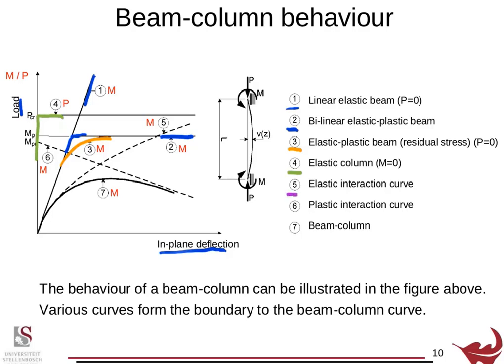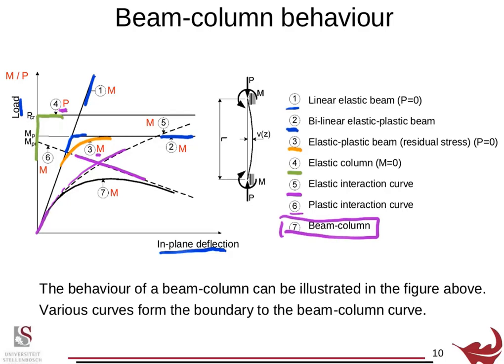So if you have an elastic interaction, that's number 5, the fact that you've got this column behavior and the moment behavior start coming into play. And so you end up with that behavior there. And then if you start having plastic interaction curves, so this is a purely plastic section where it's rigid and then suddenly it goes plastic, you have that column behavior there. And if you put all of that together, you get to a beam column.